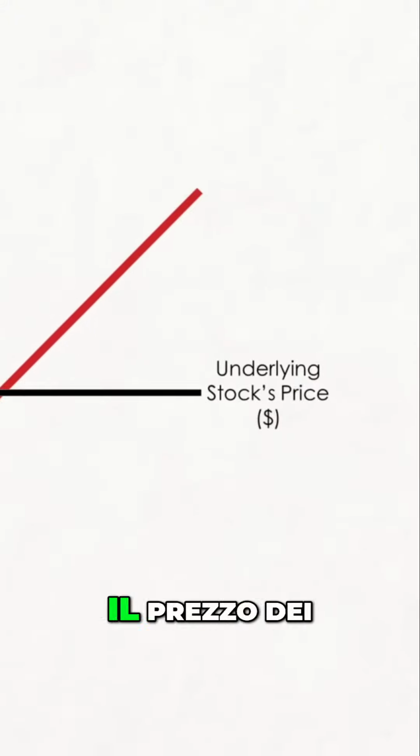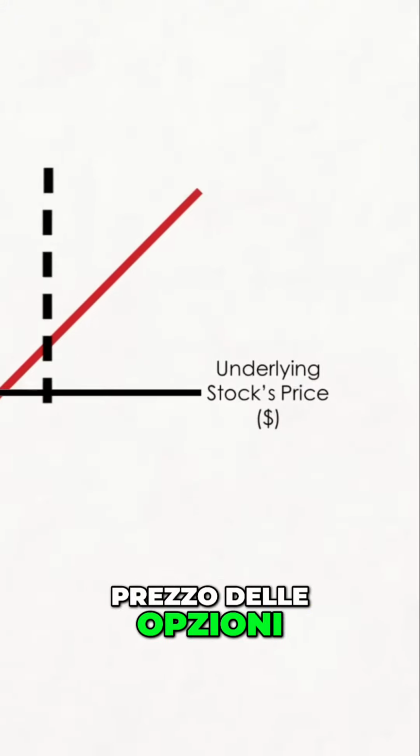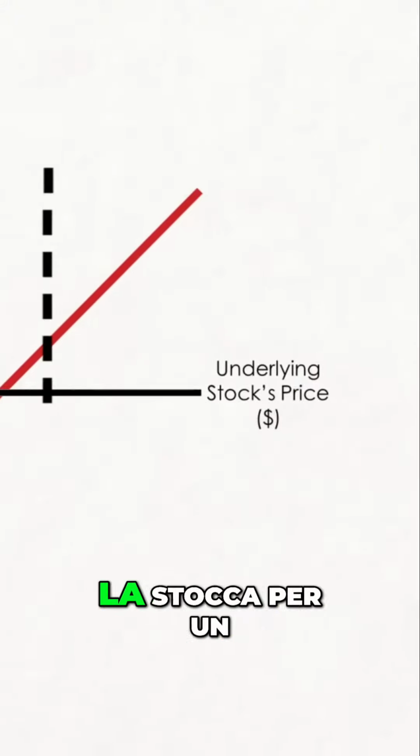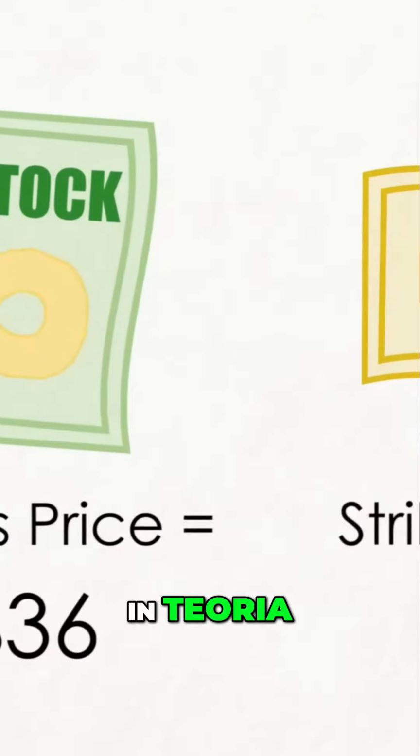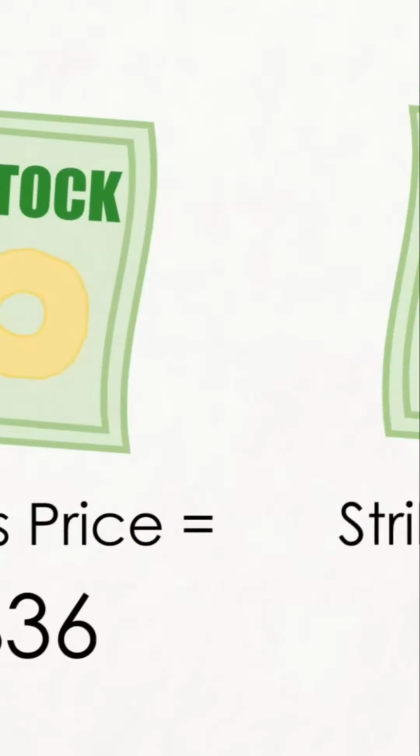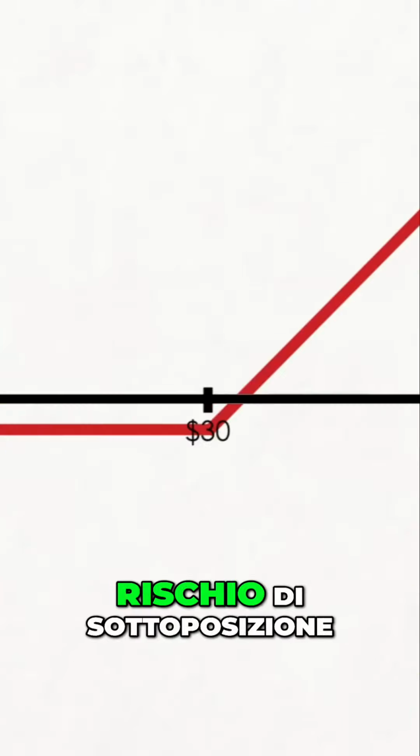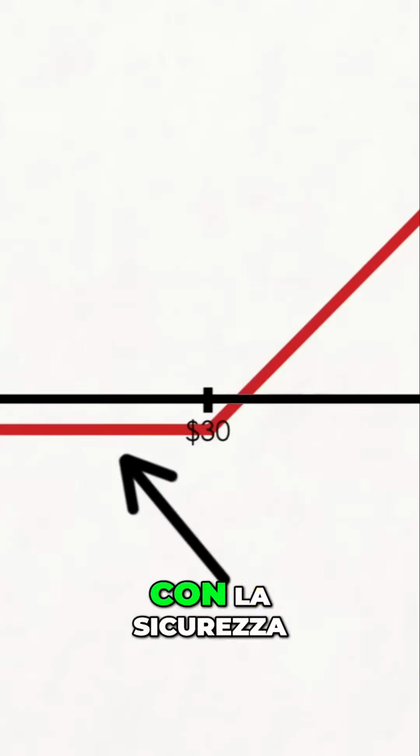This upside happens when the stock's price falls above the option's strike price, aka when the call is in the money. Because in this area, you can buy the stock for the lower strike price and theoretically sell it at the higher market price. But look at the downside risk, or lack thereof, with the security.